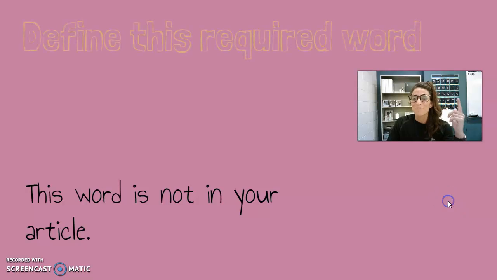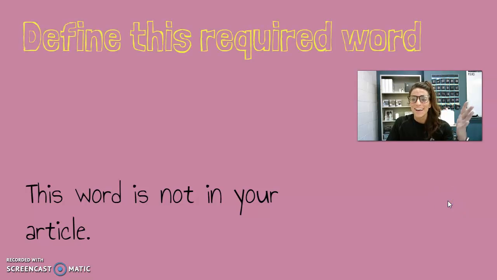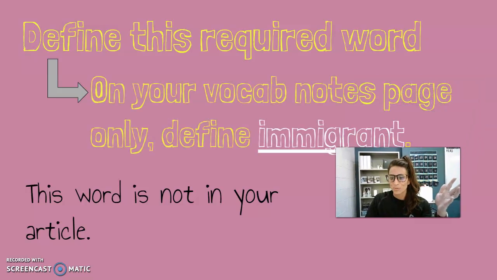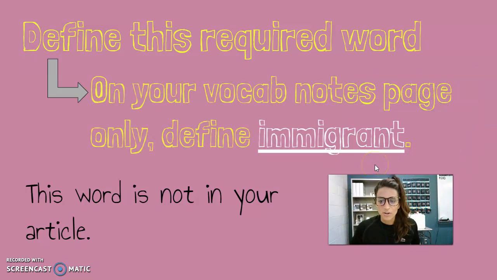Oh, just kidding. I have one more, of course. One more secret word. And this one is a required word, and it is the word immigrant. It doesn't actually appear in the article, but I think in order to understand the difference between refugees and migrant workers and immigrants, that helps really clarify what a refugee is. So you are also going to define that word. It's also on your vocab sheet, and I put a comment in the article for where you are going to define that.